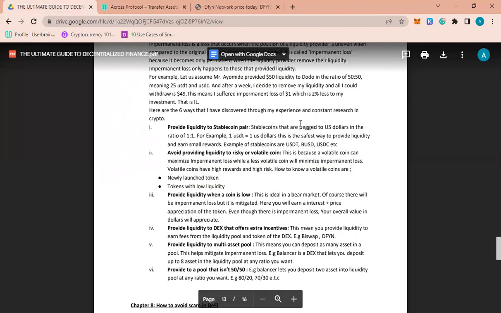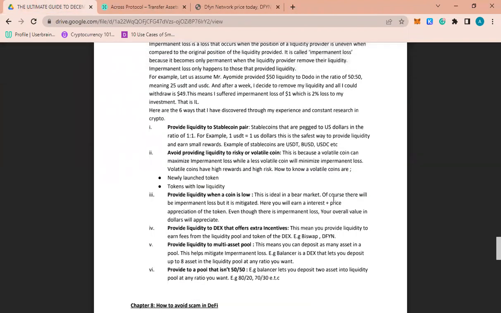The next one is to provide liquidity to a multi-asset pool, just like Balancer now. Unlike other pairs where you can only deposit two assets in a 50-50 ratio, in Balancer you can deposit up to 8 assets in the liquidity pool. You can deposit Bitcoin, Ethereum, BNB, USDT, BUSD, up to 8 assets. So it will help mitigate impermanent loss a lot.